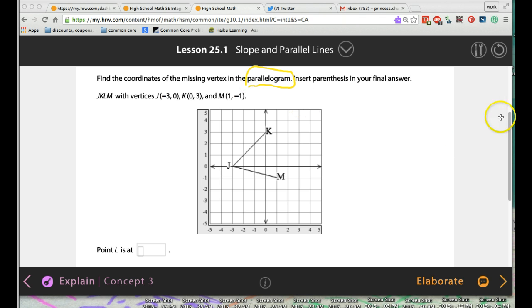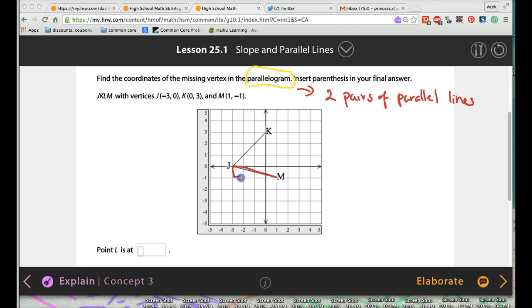And earlier, right before we came here, we talked about a parallelogram. What was it? We knew that both pairs have to be the same slope, right? So a parallelogram has two pairs of parallel lines, okay? So in other words, this red line and then another line on this side have to be parallel to each other, which means they have to have the same slope. So let's figure this out. What is the slope for JM?